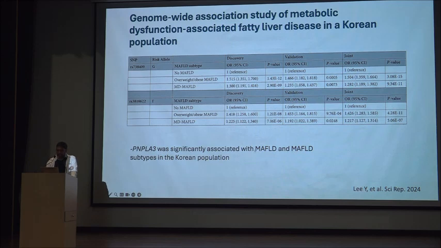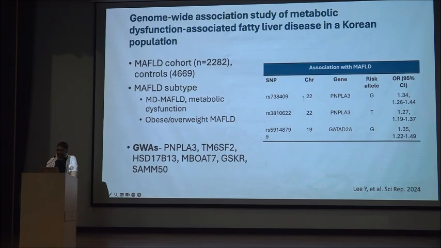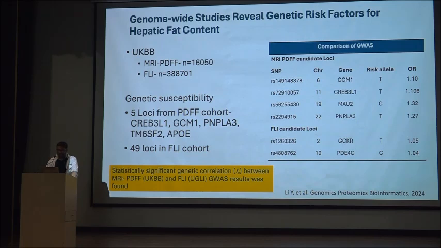So when we define fatty liver disease based on the MAFLD diagnosis, only two genes in their population, that is GATAD2A and PNPLA3, were found to have association, and the other conventional genes were not found to have significance.